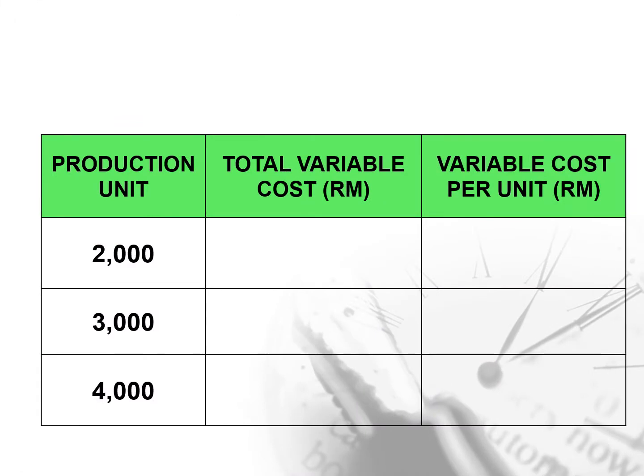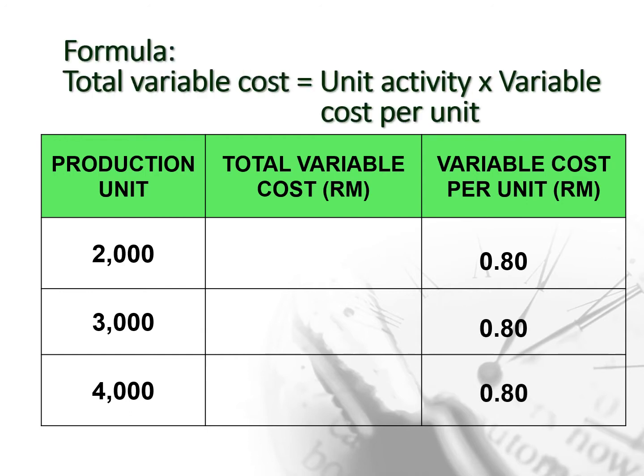First of all, we put the variable cost per unit first because we already know the amount as in the questions. The variable cost per unit for each production is 80 cents. The formula for total variable cost equals unit activity times variable cost per unit.